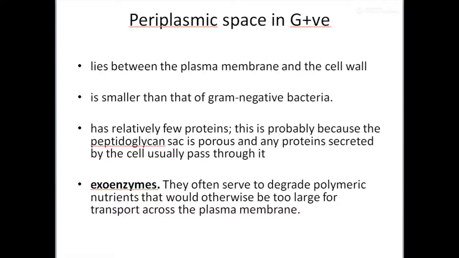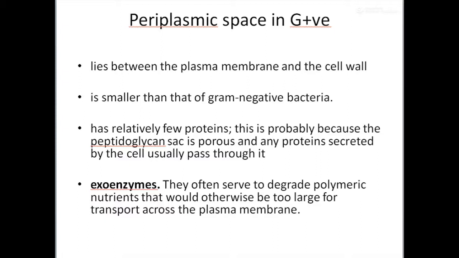Now let's move on to the periplasmic space in the gram-positive bacteria. You can see that the periplasmic space of the gram-positive bacteria lies between the plasma membrane and the cell wall, and it is smaller than that of the gram-negative bacteria, because we know that gram-negative bacteria also have an outer membrane, and there is also a space between the outer membrane and the peptidoglycan layer.